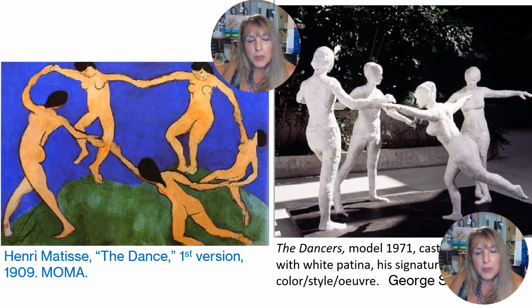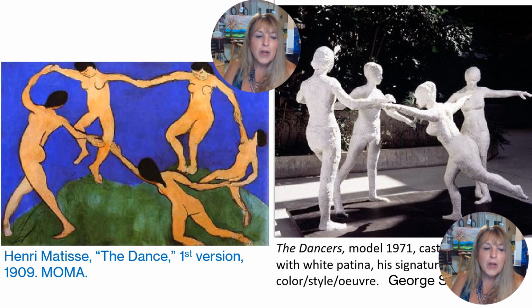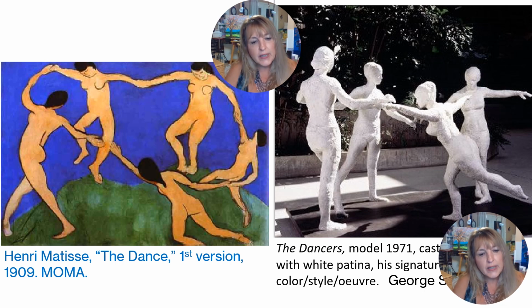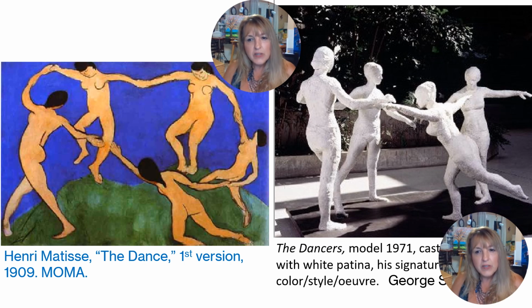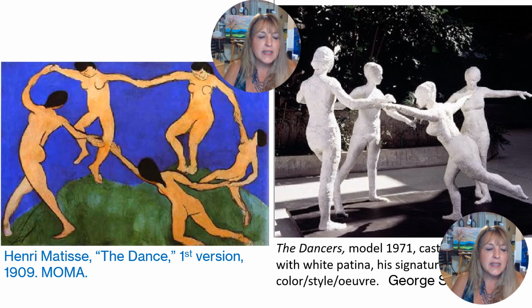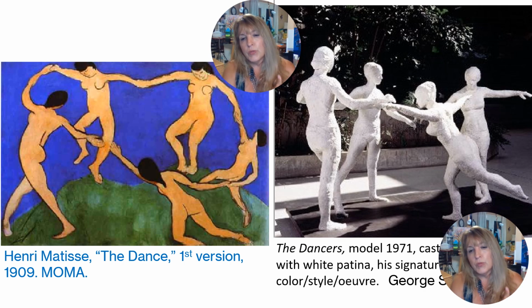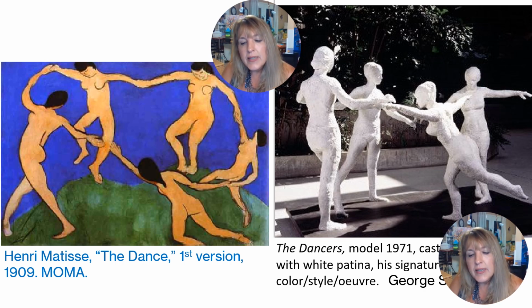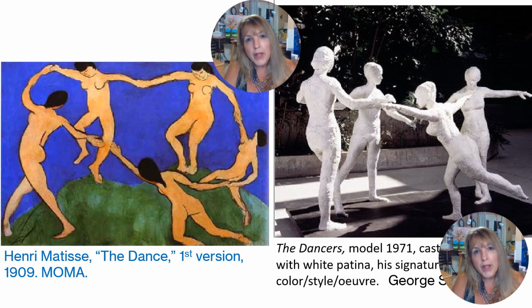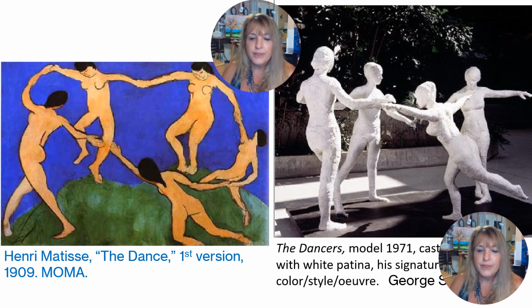He also produced something after Henri Matisse. He appropriated the image of Henri Matisse, but gave it his own spin as well. And this is Henri Matisse, The Dance, first version. He produced a second version that's much brighter, and it's also really quite gorgeous. And then this is George Segal's The Dancers, and this is bronze with a white patina.